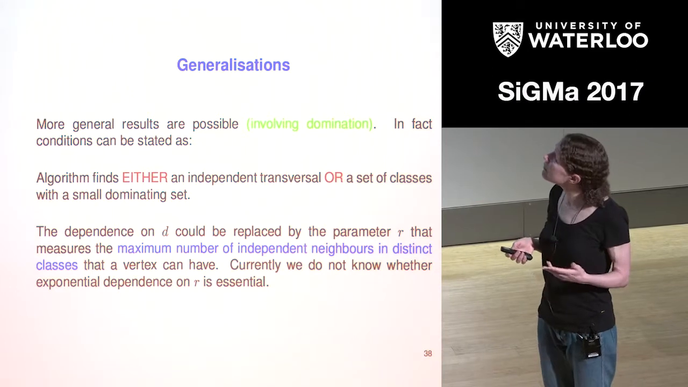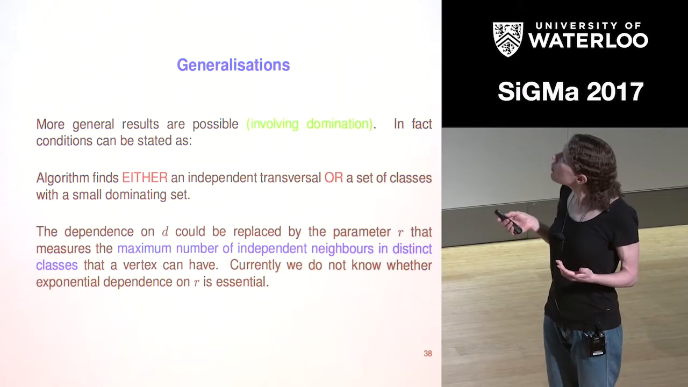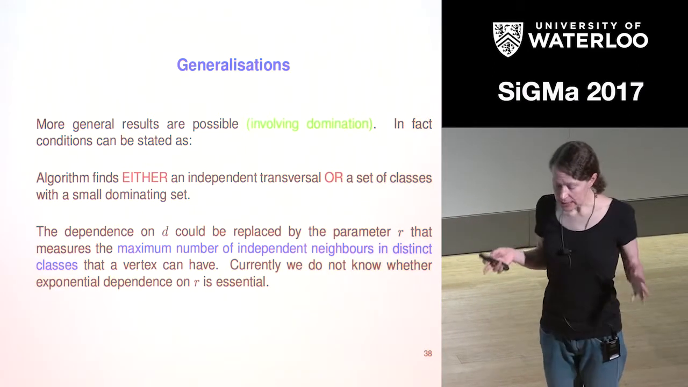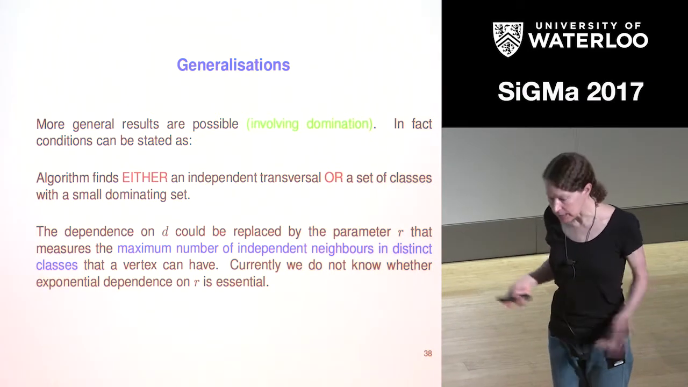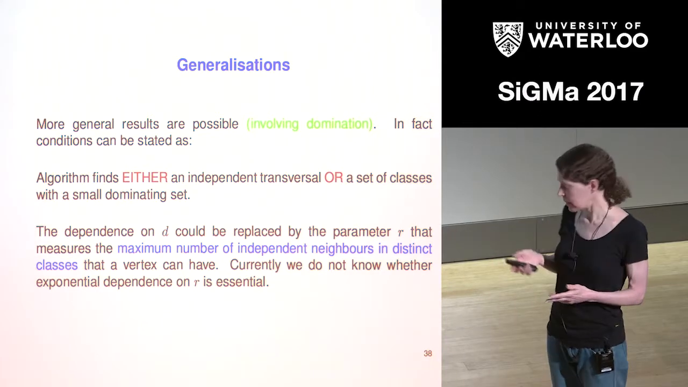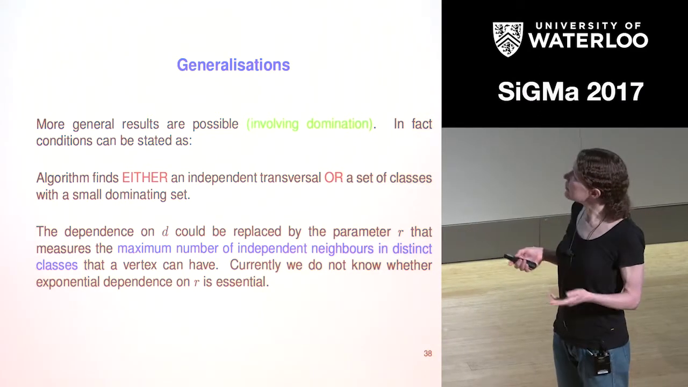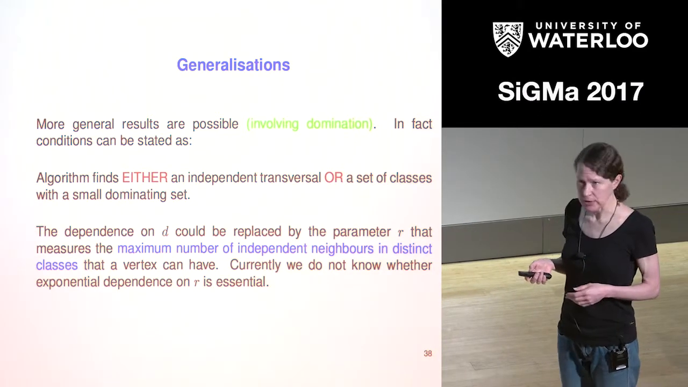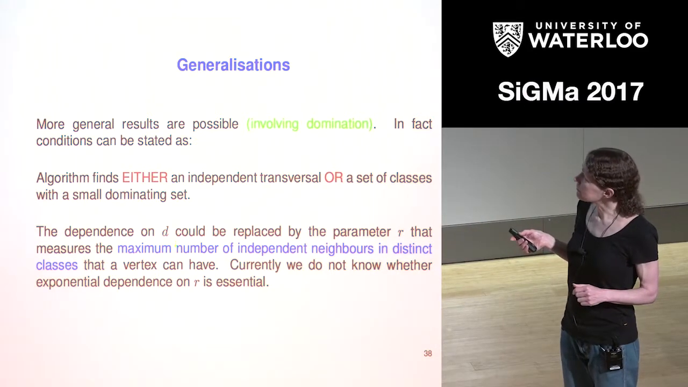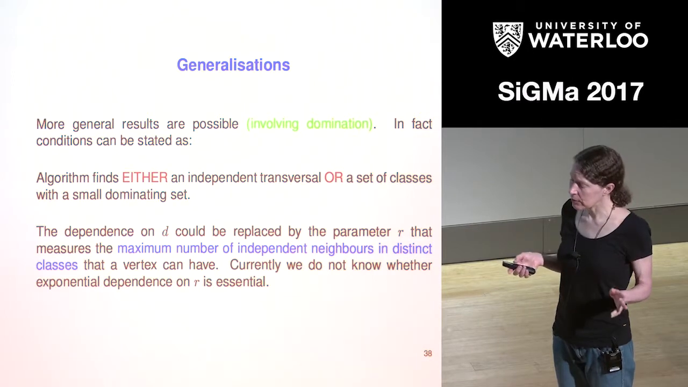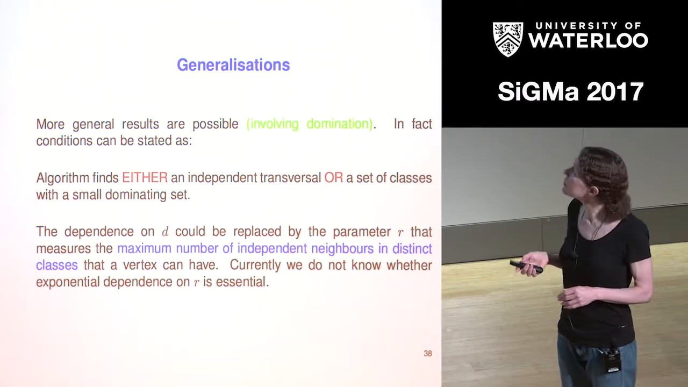It finds either an independent transversal or it finds a set of classes that has a small dominating set. There's some small number of vertices inside those classes that dominates everything in the union of those classes. So we could say it in that way instead, which is a more general way, and in some applications that's definitely better.